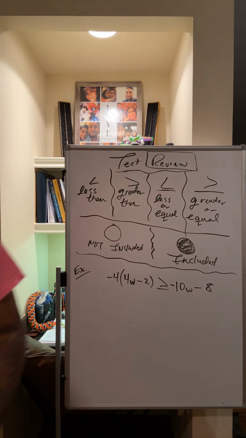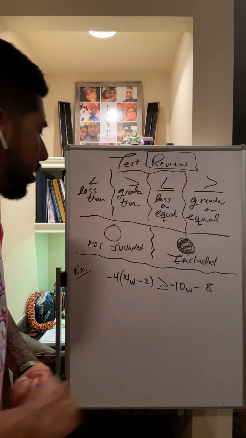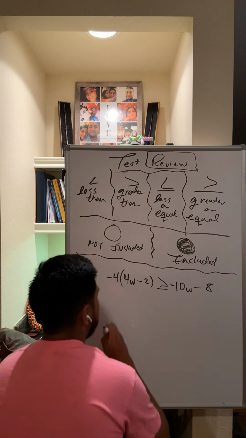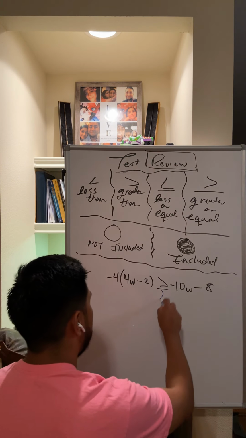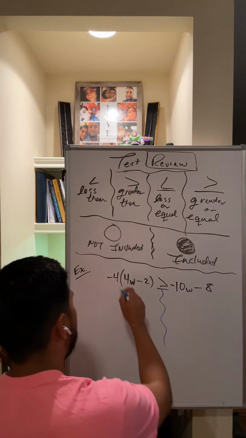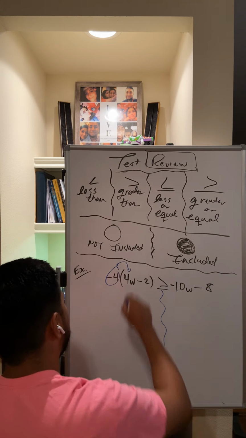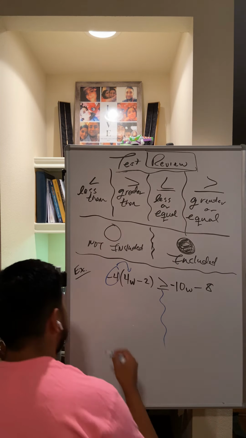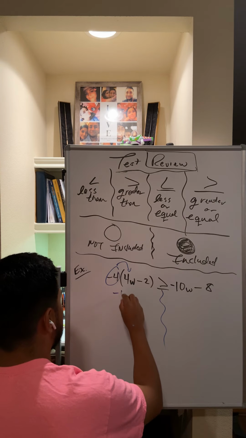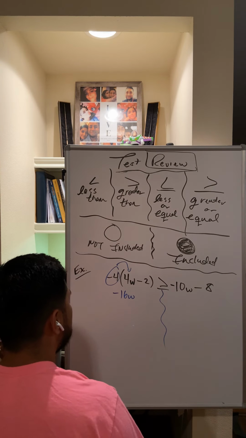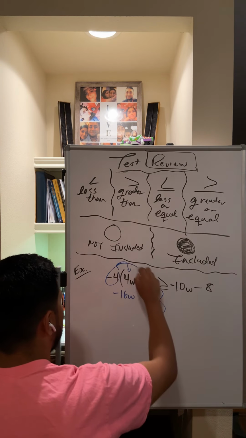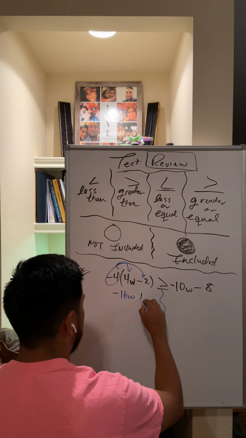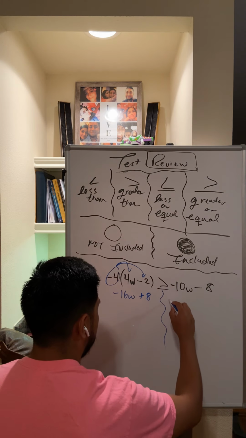Beginning of the notes, I did mention you need to do a border. And let's start working this out. Negative 4 times 4 is negative 16w. Negative 4 times negative 2, that's a positive 8. Bring everything else down.